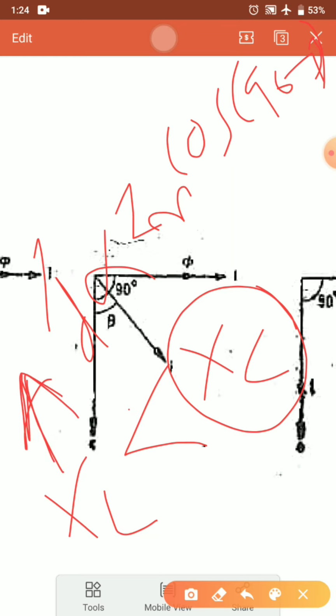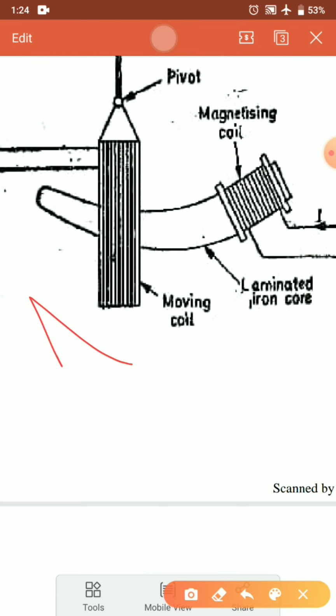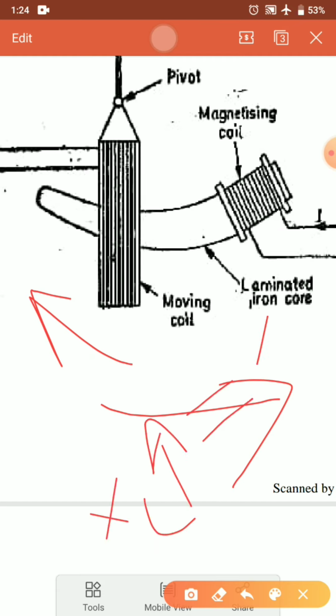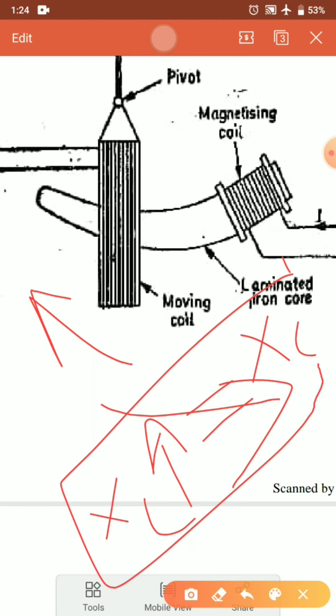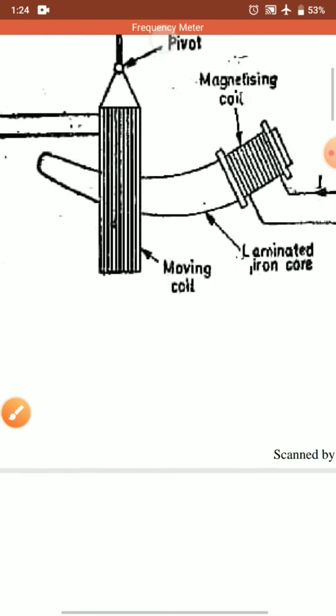In the previous case, for reducing the value of XL, we moved the coil further away. Now, to increase the value of XL, we can move it nearer to the magnetizing coil. We have to make the value of inductive reactance larger, and this increased inductive reactance is obtained by moving the moving coil towards the magnetizing coil. As it moves towards the magnetizing coil, the value of XL will increase, and I will achieve the XL equal to XC condition.